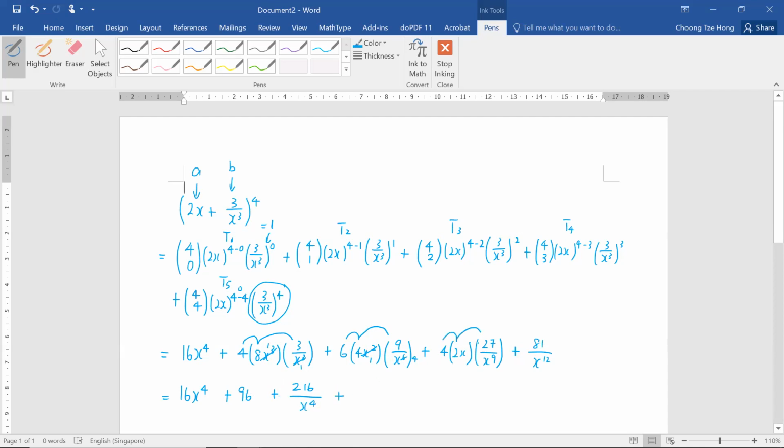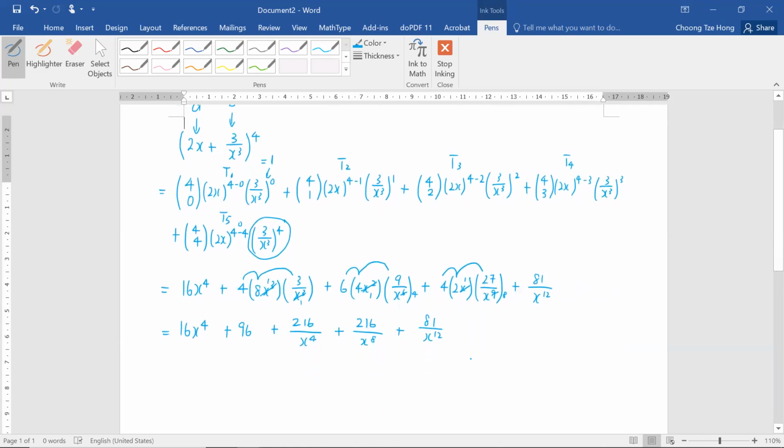Okay, 4 times 2 times 27. If you calculate out, you also get 216. This x will cancel off with one of the x, so x to the power of 8 only. Then 81 over x to the power of 12. So we are done with the expansion.